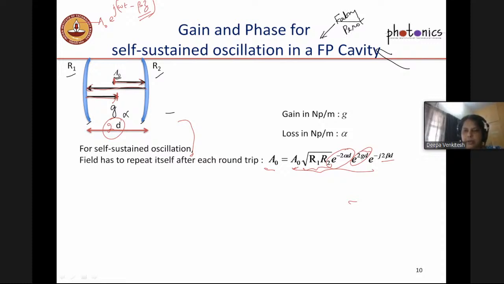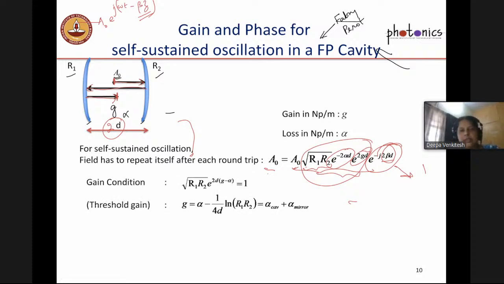So this would mean that there are two conditions to be satisfied. If you look at it carefully, there is a phase condition and there is an amplitude condition, right? The amplitude, square root of R1 R2 times e power minus this part, should become 1, so that A naught is equal to A naught. And this part should also be 1, which means that 2 beta d must be a multiple of 2 pi.